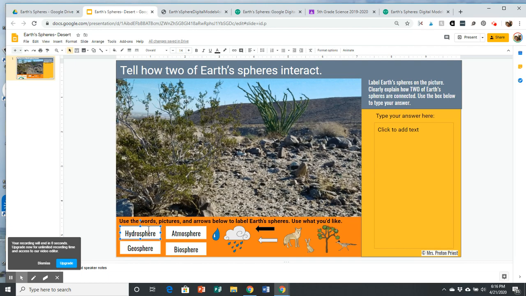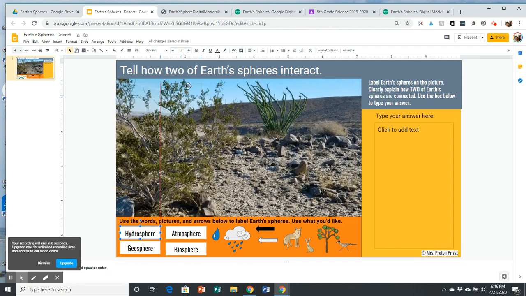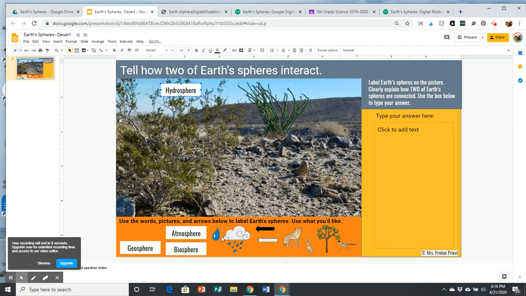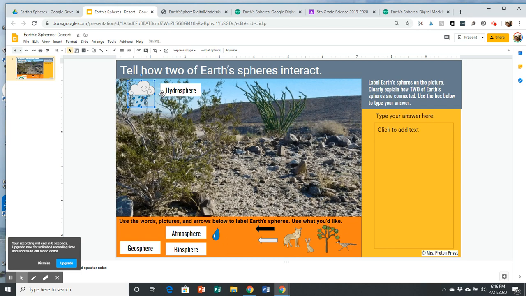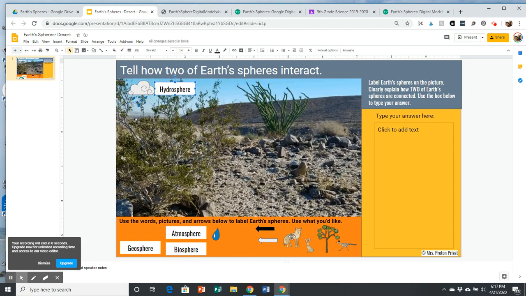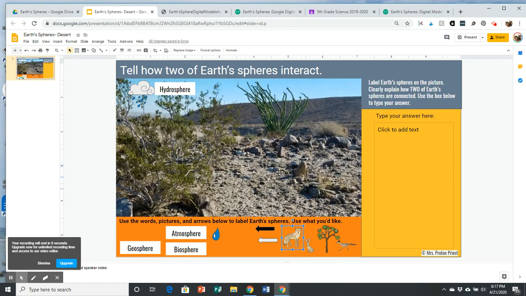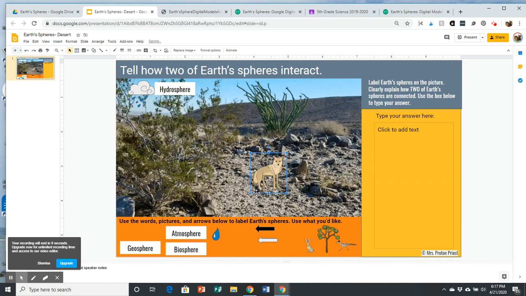So the hydrosphere has to do with water. It can be aquifers under the ground. It can be lakes, rivers, the ocean. So I'm going to put some rain here and label it hydrosphere. I'm going to see when I have these crosshairs, I can drag and drop. I'm going to make this coyote bigger.